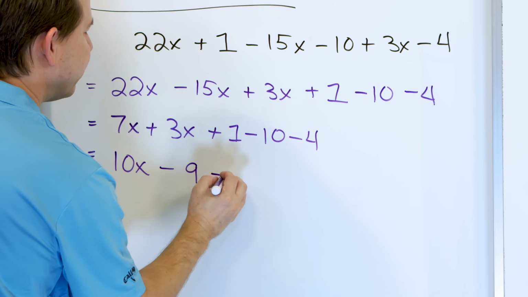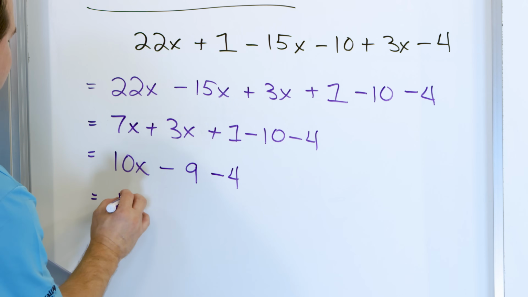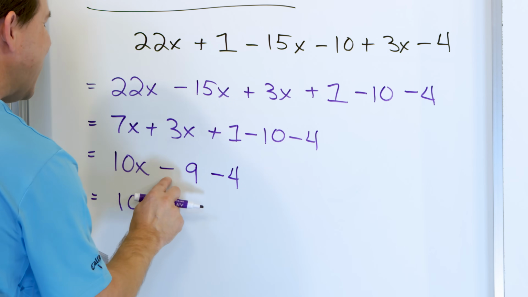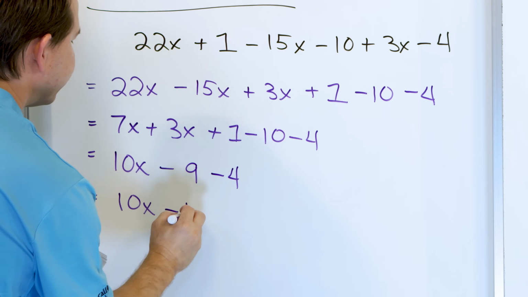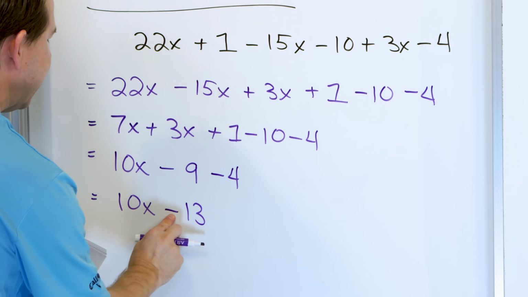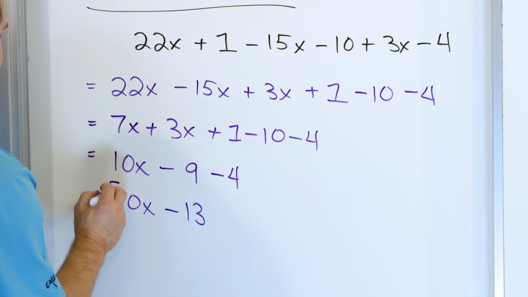We still have to subtract that 4. So we have 10 times x. What is negative 9 minus 4? We go deeper negative, and you get to negative 13. So you essentially add these and make it negative. So you get 10x minus 13.